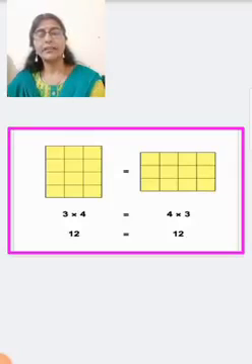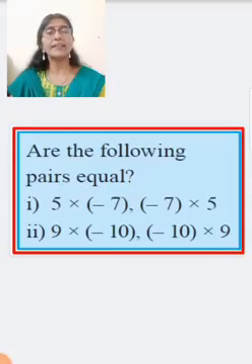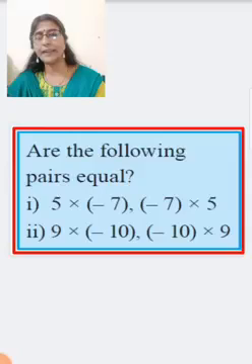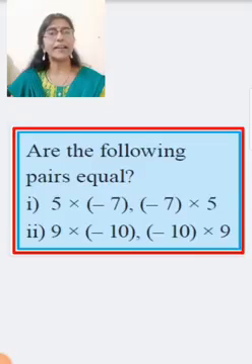Now we will go to the next example and see here. Here also you can see the order is changed. 5 is multiplied by minus 7, and on the other side minus 7 is multiplied by 5. There are two examples. So let us see whether we get the same product or not. 5 multiplied by minus 7 is minus 35. Minus 7 multiplied by 5 is also minus 35.